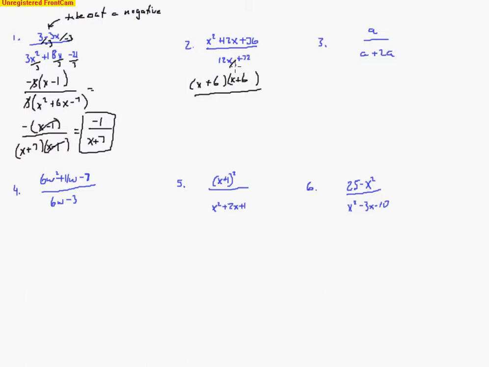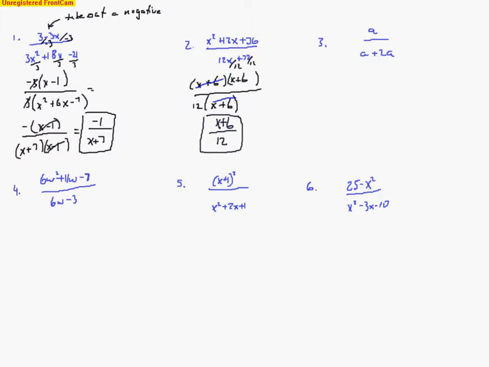I see 12 can be divided by each of those. So put the 12 on the outside, do the division, see what's left over. We've got 12 times x plus 6. So we can now cancel out just one of those x plus 6's. There's only one that cancels out on the top and the bottom, leaving us just with this x plus 6 on top. And down below we get a 12. That's as far as we can take the problem.